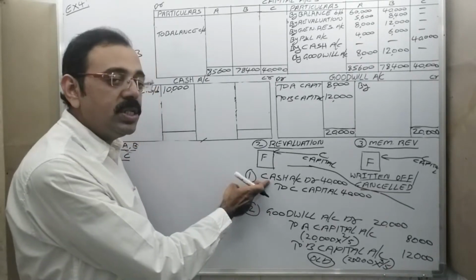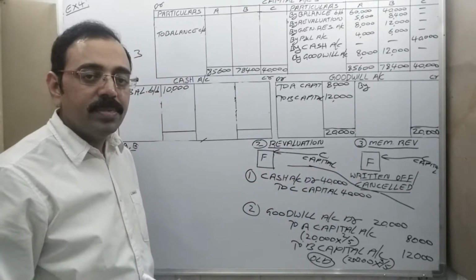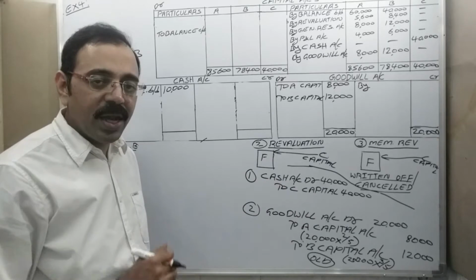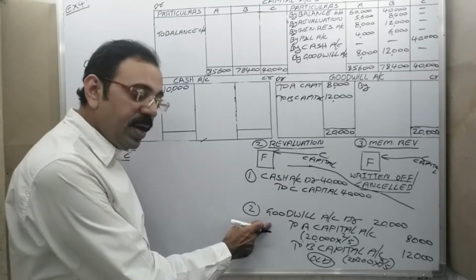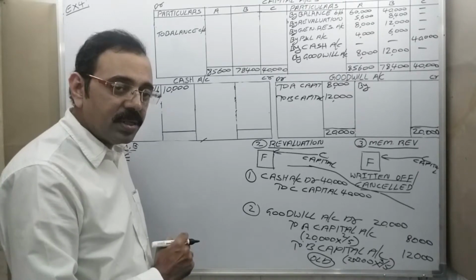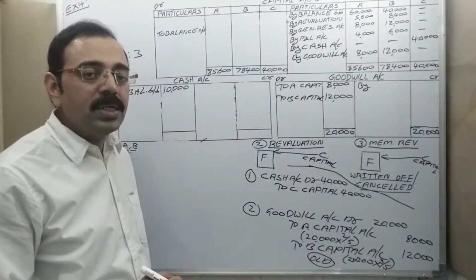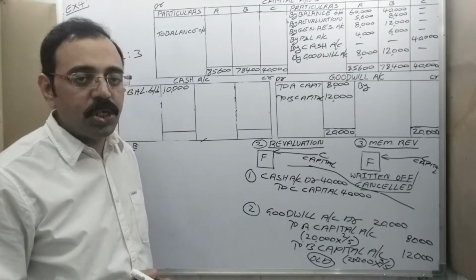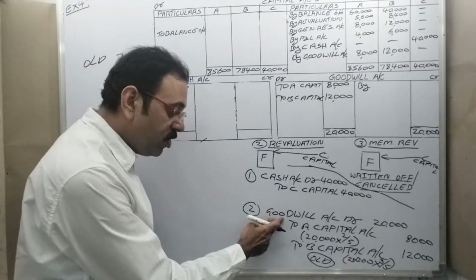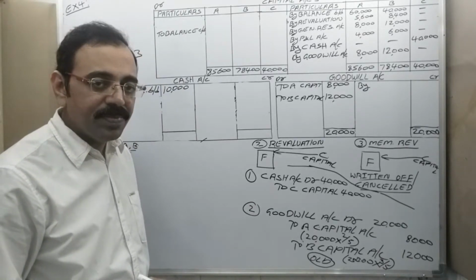In first entry, what is the change? Goodwill is not coming because new partner is not bringing any goodwill. In second entry, everything is same. But where is the difference? If you want to transfer the goodwill to old partners, not in the sacrificing ratio, we should transfer the goodwill in old profit and loss ratio. That is a new point here.